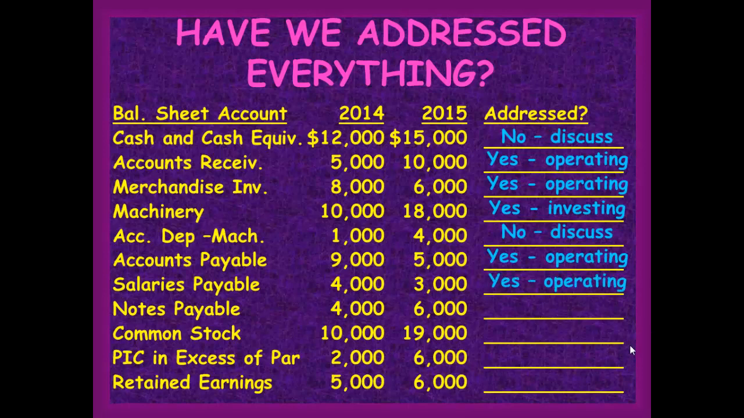How about notes payable? Did we talk about the change in that account? Yes, what section are we going to put that one in? Financing, good. Borrowing money is financing. Common stock and PSC in excess of par. Have we talked about the change in those accounts? Yes, we have. Those are going to go in my financing section.